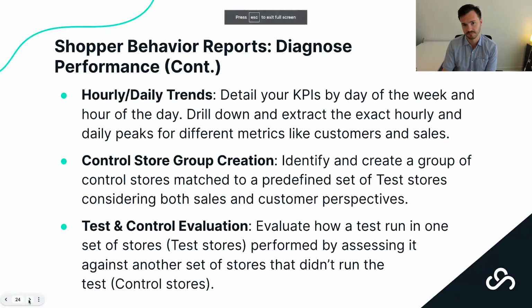Control store group creation. This is an interesting way of identifying and creating a group of control stores that are matched to a predefined set of test stores, considering both sales and customer perspectives. So what does that mean? Basically, how can we compare these test stores to what we should be expecting? Right? Maybe we're looking at some trends. We're a little bit worried about the stores in this particular region not performing as well. Well, how can we compare that against a control group?